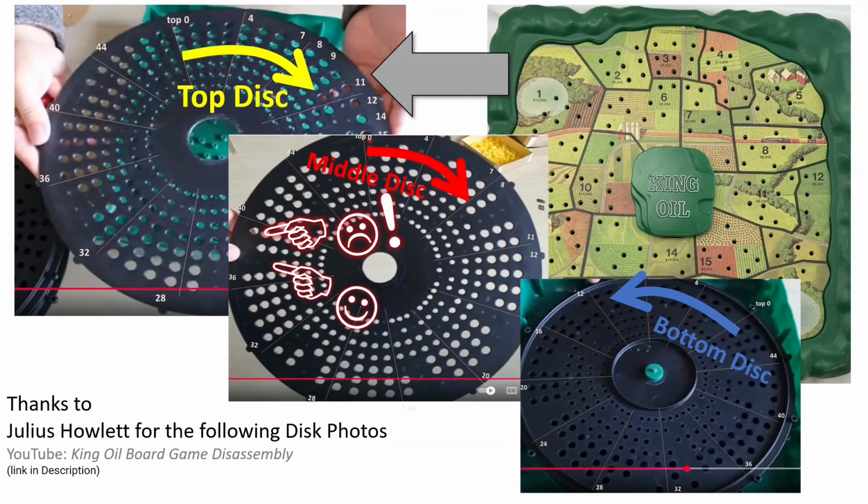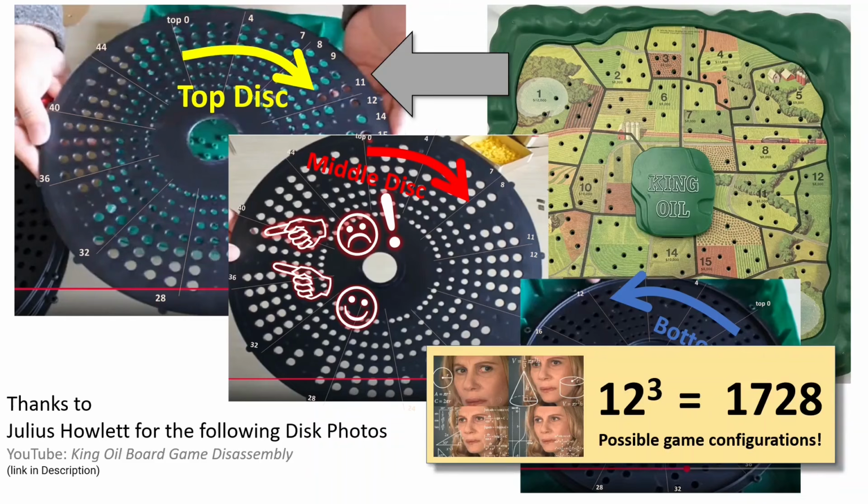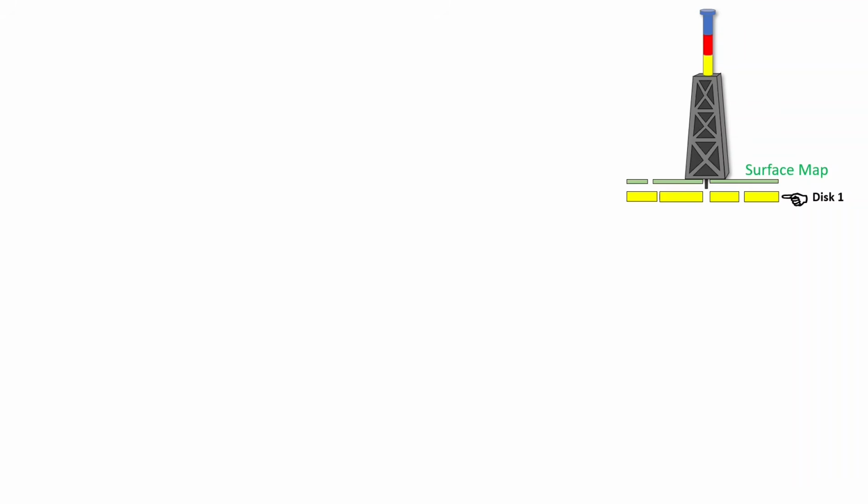With 3 discs and 12 positions each, there are 12 cubed, or 1,728 possible oil field setups. Before each game, the discs are randomly clocked, determining exactly where the oil exists and how deep you must drill to find it. When you drill with the derrick-shaped depth gauge, a pin drops through the discs. Where it stops determines if you found oil and at what depth. If the gauge falls all the way through, the well is dry. The deeper it stops, the more expensive the well.